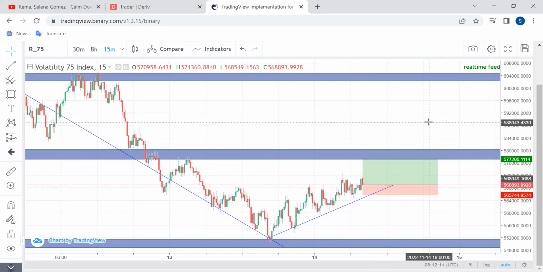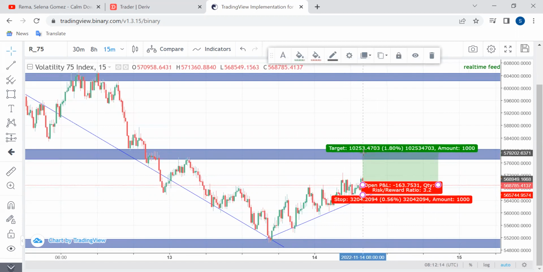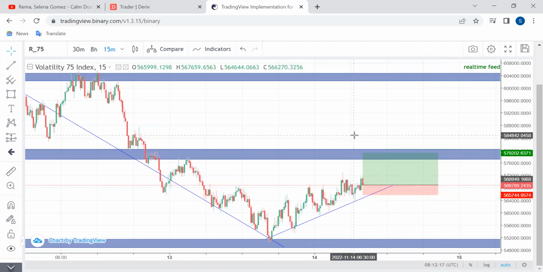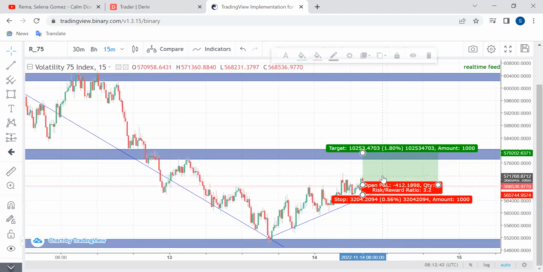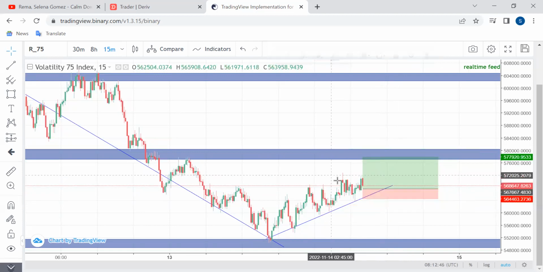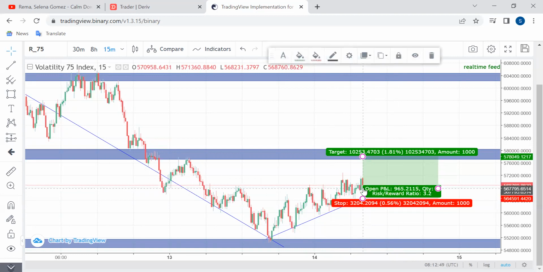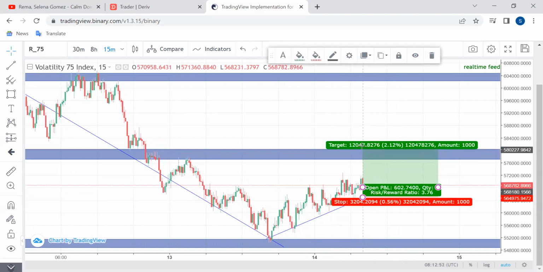So using my analysis, I would say that Volatility 75 wants to buy and come to retest this zone, this resistance zone over here. So now what I would do is put a pending order. I would put a buy stop right here at 570,999.8609. Let me just move this a bit. There. Right up to there.